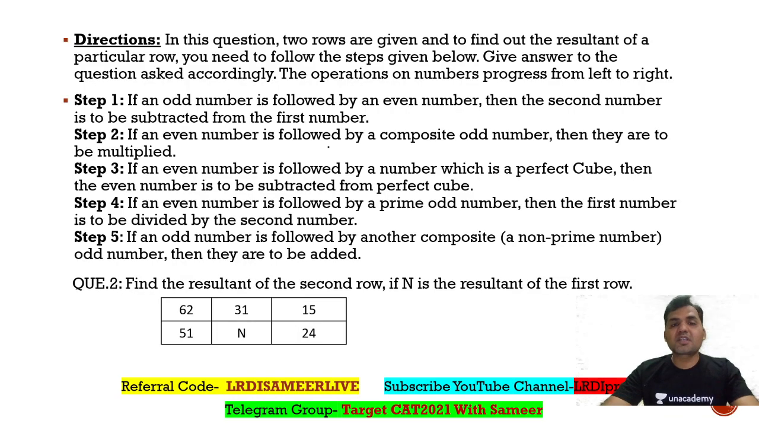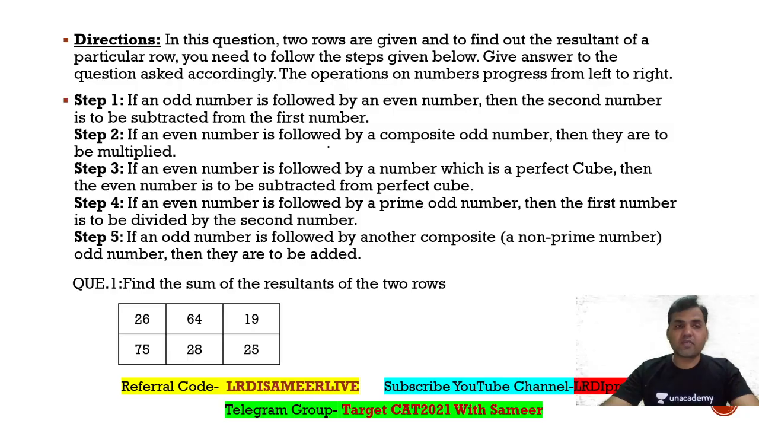Now, the questions that I'm going to cover in this video are these ones. These fall into the category of coding or decoding questions. In the previous year paper of CMAT, questions like these have appeared, and this is a perfect question for exams like CMAT. Let's have a look at it. These are completely new types of reasoning questions. In this question, two rows are given, and to find out the resultant of a particular row, you need to follow the steps given below.